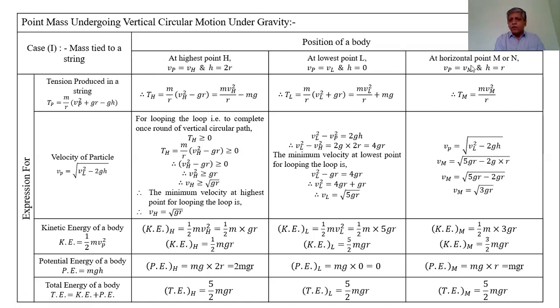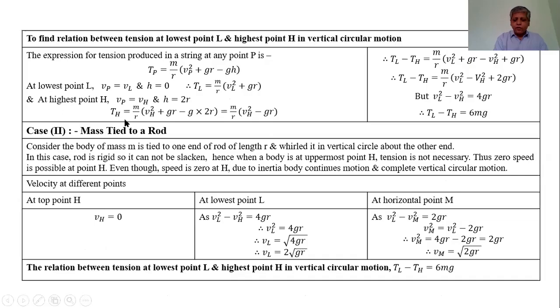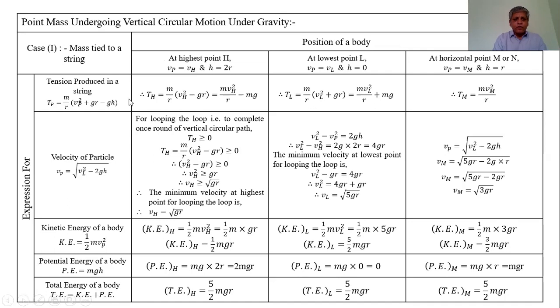One is the lowest position, another is the highest position, and another is the horizontal position, that is M or N. Here we have already found the tension at any position. TP is equal to m upon r into bracket Vp square plus gr minus gh.